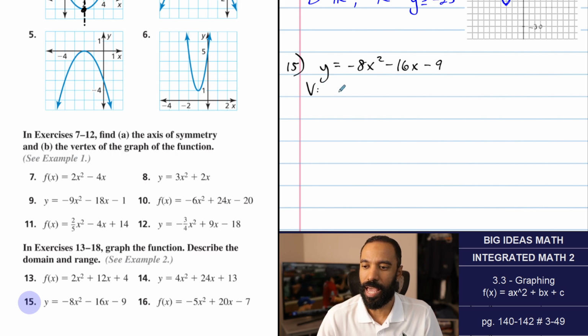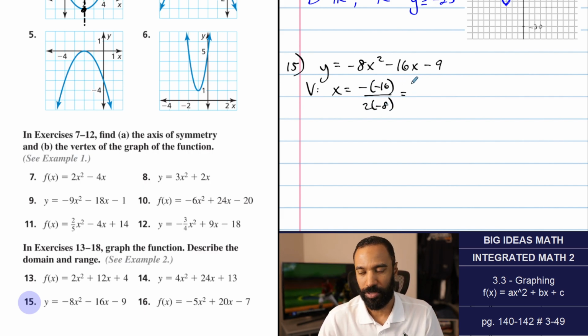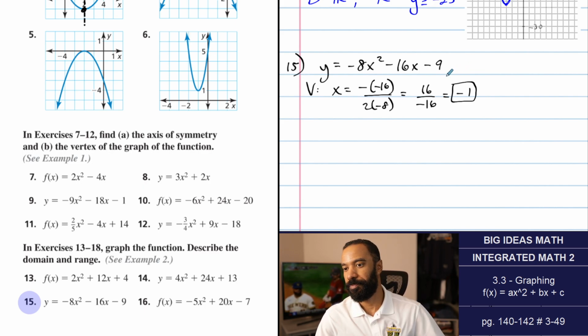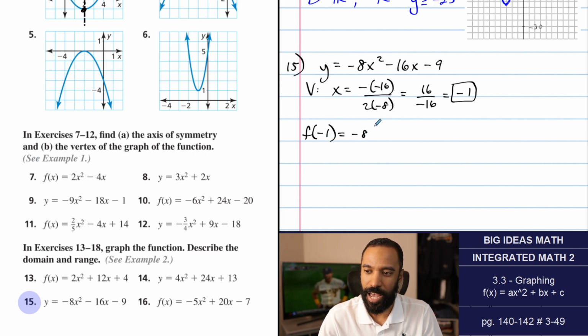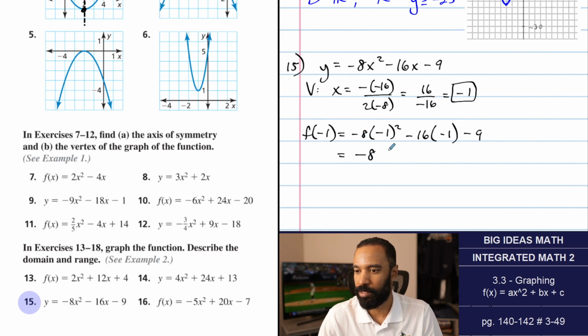Vertex. The vertex, the x value is negative b over 2a. Opposite of negative 16 is positive 16 over negative 16 is negative 1. I like when it hugs close to there. I think the y value is going to be negative 1. The f of negative 1 equals negative 8 times negative 1 squared minus 16 times negative 1 minus 9. That'll give us negative 8 plus 16, which is positive 8, minus 9 is, yeah, indeed negative 1.